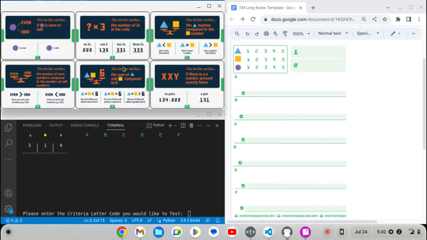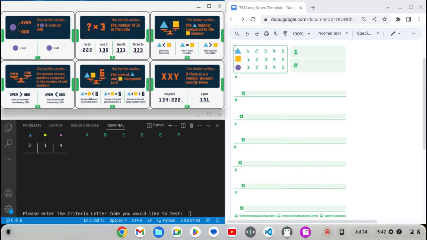So in the grid above, we've got our 6 criteria cards. On the top row, we've got criteria card A, criteria card B, and criteria card C. On the bottom row, we've got criteria cards D, E, and F. Criteria card A looks at our last digit, our circle digit, and the Turing machine will let us know if its value is an even digit or an odd digit. Criteria card B looks at the 3-digit solution and will let us know the quantity of 3's in the solution. So should there be no 3's, a single 3, perhaps 2, maybe even all 3 are 3.